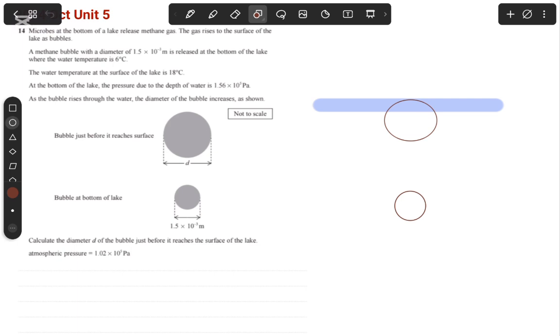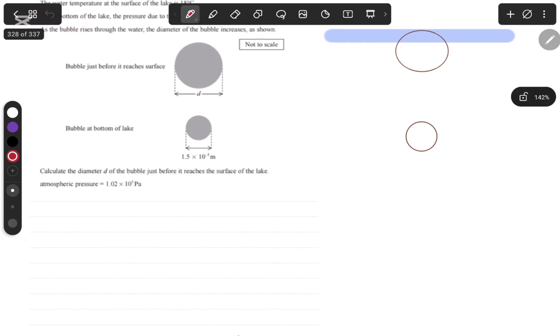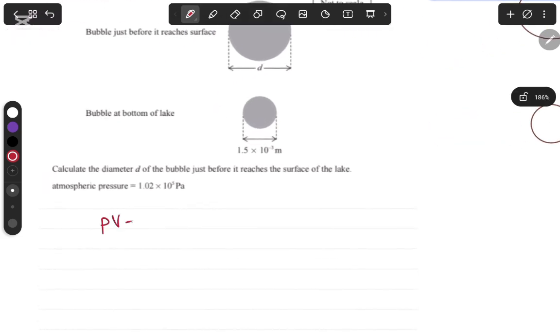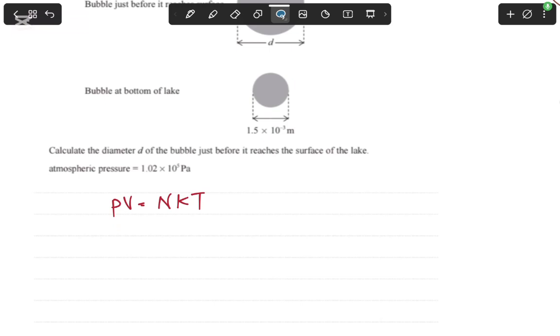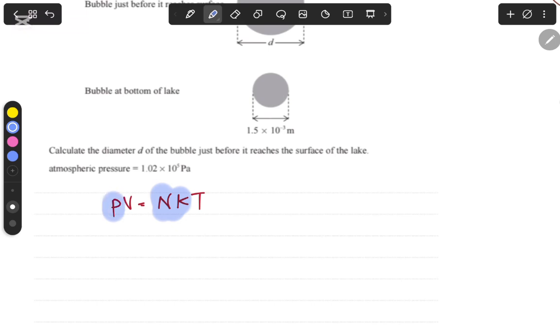So we can use the ideal gas equation, which is PV equals NkT. So N and k both will be constant. That's the first thing we have to see. But P will not be constant.